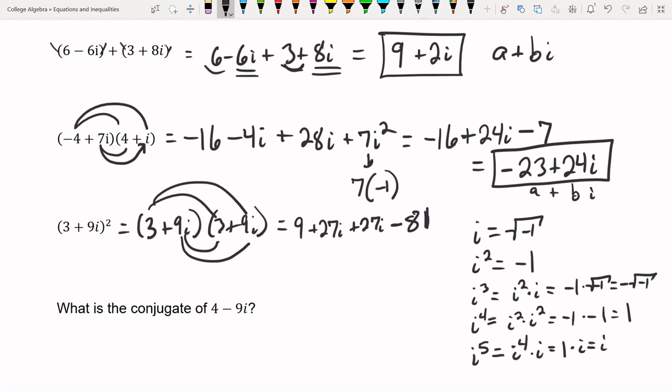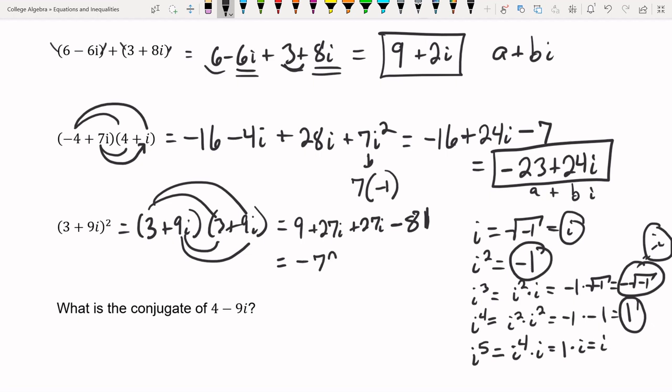It's important to note though that a power of i you can simplify down to one of 4 values: i, negative 1, negative i, and 1. We can always simplify it down to one of those 4 things. Okay, 9 minus 81 is negative 72, and 27 plus 27 is 54i. A plus bi form, that is good to go.